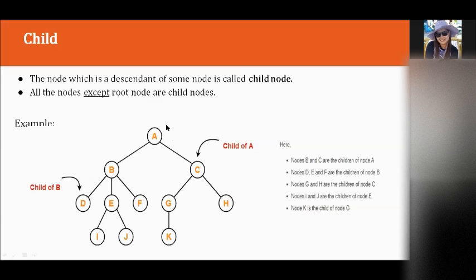A, B, C. If you will notice, we have the same pattern, the same arrays that we're using. So here, nodes B and C are the children of node A. Nodes D, E, F are the children of node B. Nodes G and H are the children of node C. Nodes I and J are the children of node E. And node K is the child of node G. Okay, can you still follow?